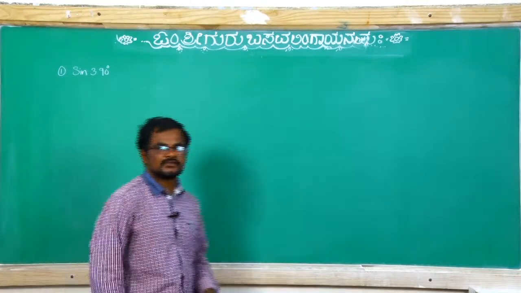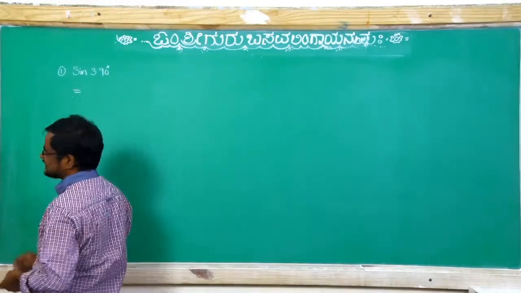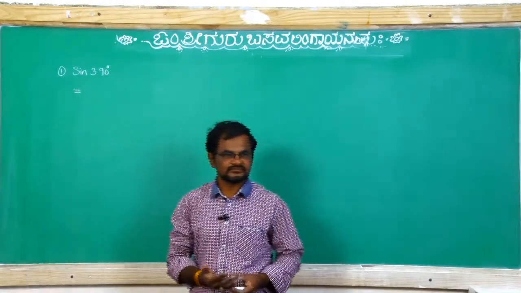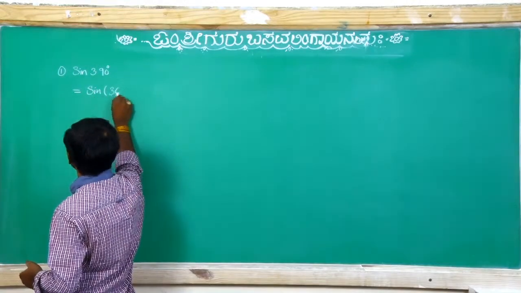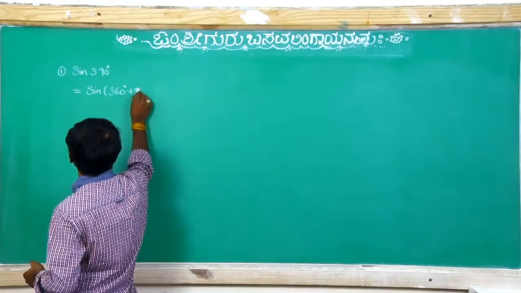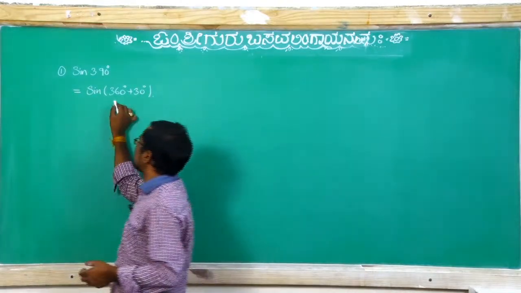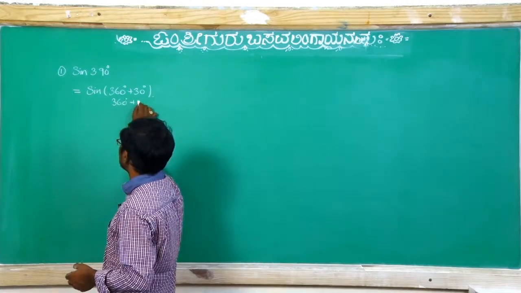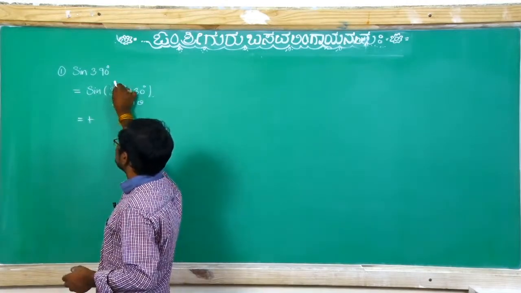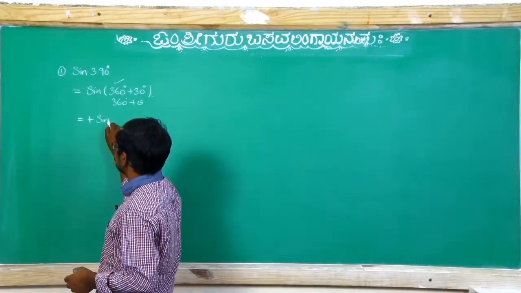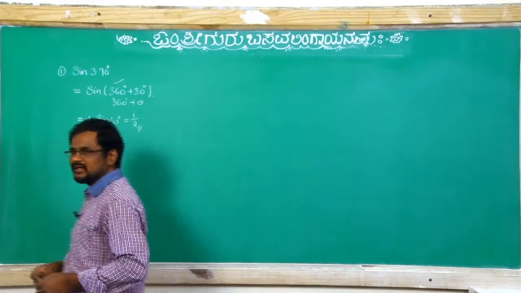Sine of 390. So how to write 360 plus? Which quadrant? First quadrant. 360 plus 30, can you take? Now it is in the form of 360 plus theta. First quadrant sine positive. At 360 sine does not change. So what will we get? Sine 30. Sine 30 value 1 by 2.